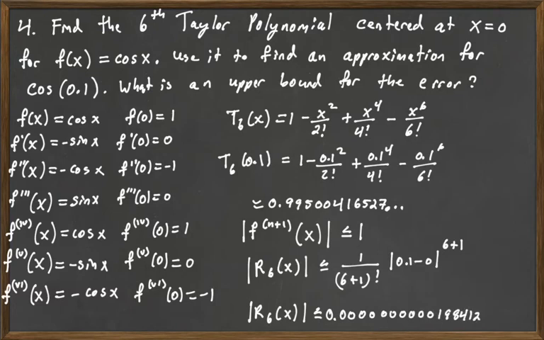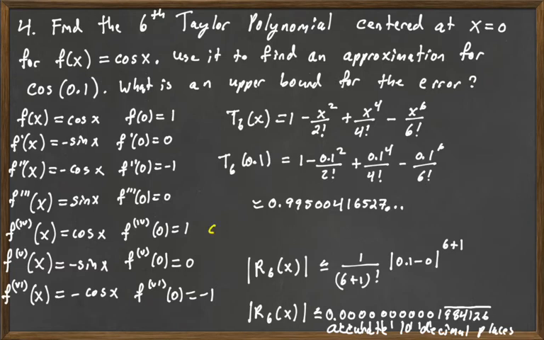So that's our upper bound for our error. So we have 1, 2, 3, 4, 5, 6, 7, 8, 9, 10. So the approximation should be good up to at least 10 decimal places. That's how good this approximation is. At least 10 decimal places. So this is an upper bound of our error, so it needs to be as good as 10 decimal places. Okay. So accurate to 10 decimal places at least.